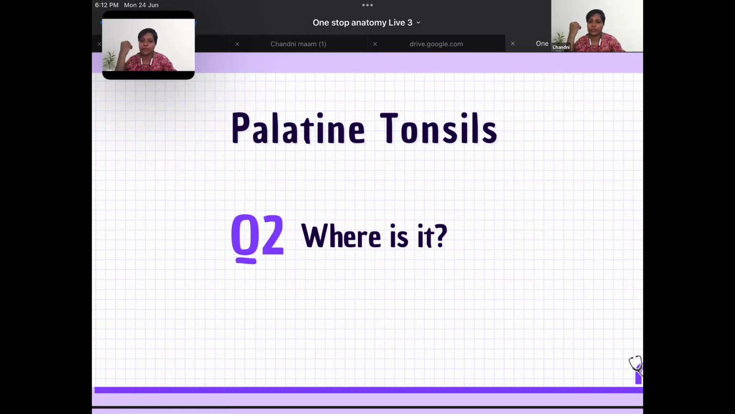What about the lingual tonsil? How many lingual tonsils are there? Yes, it's actually an aggregation. How many pharyngeal tonsils are there? Tubal tonsils? One, correct, fantastic.